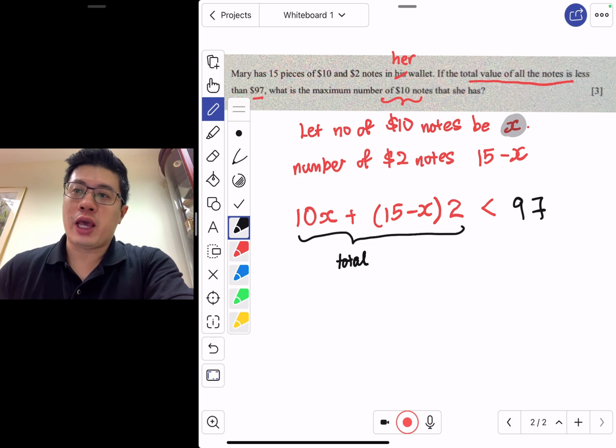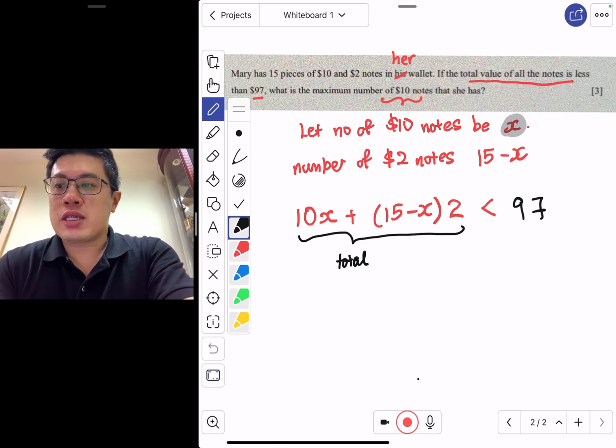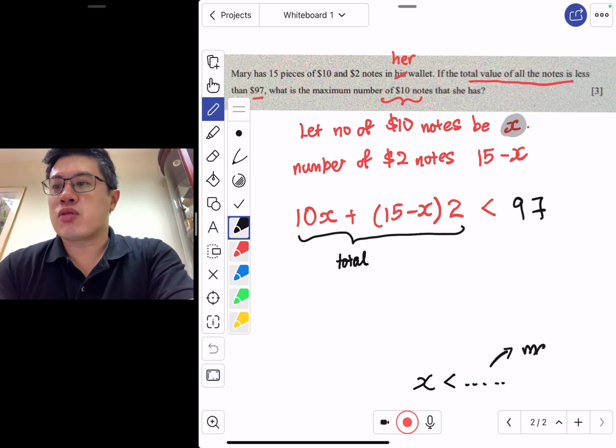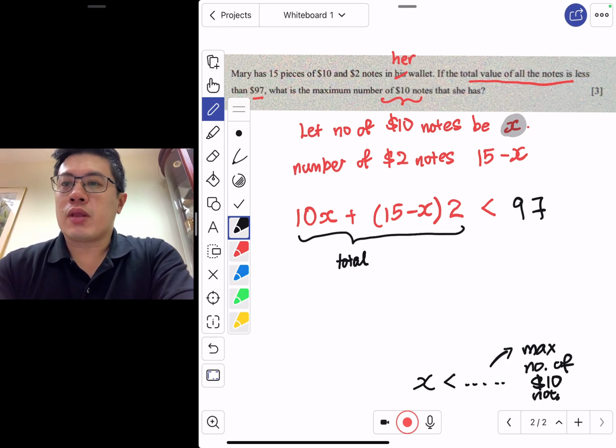Once we solve for x, supposedly x is less than a certain constant. Because x represents the number of $10 notes, this is basically the maximum number of $10 notes. So that's what we'll do.